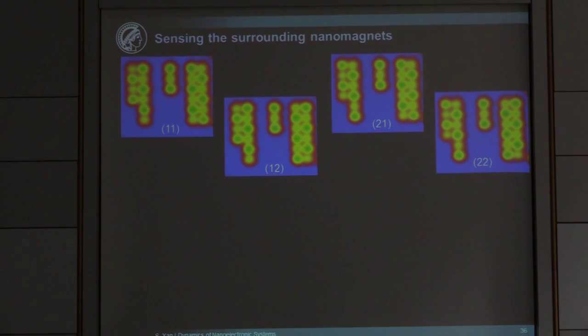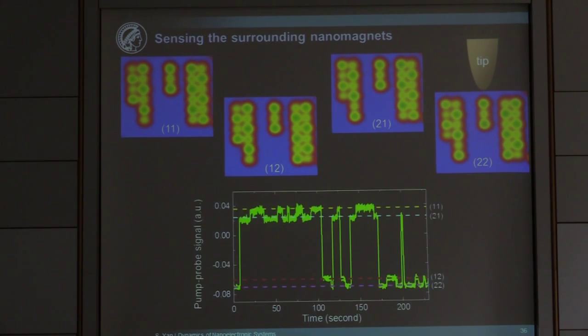Now if I put more nanomagnets around the trimer, by imaging we can see there are 4 states, because each one has 2 Néel states. And then we still do this measurement. We do the lifetime measurement on the trimer, and we fix the delay. So let's see what we can get. Here we can clearly see there are 4 state switchings. So you can stop your measurement and image it. You will know which one it is.